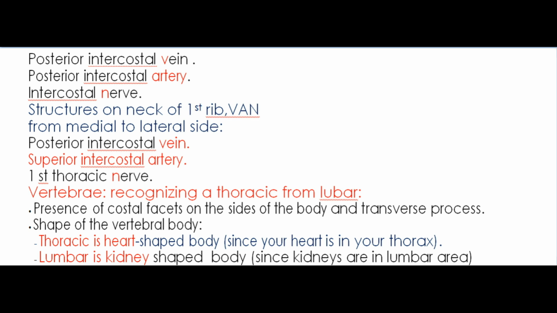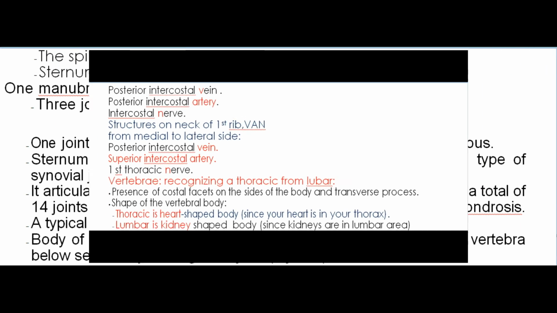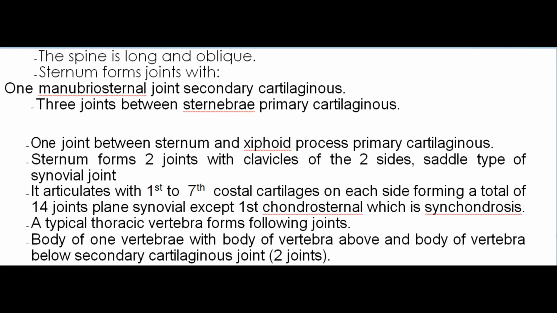Vertebrae, recognizing a thoracic from a lumbar: presence of costal facets on the sides of the body and transverse process. Shape of the vertebral body: thoracic has a heart-shaped body, since your heart is in your thorax. Lumbar has a kidney-shaped body, since kidneys are in the lumbar area, and the spine is long and oblique.